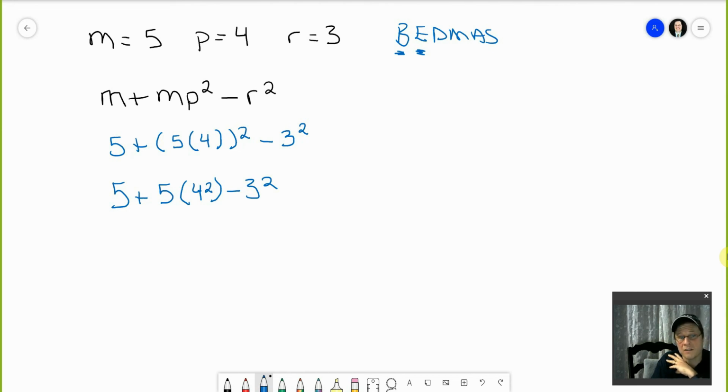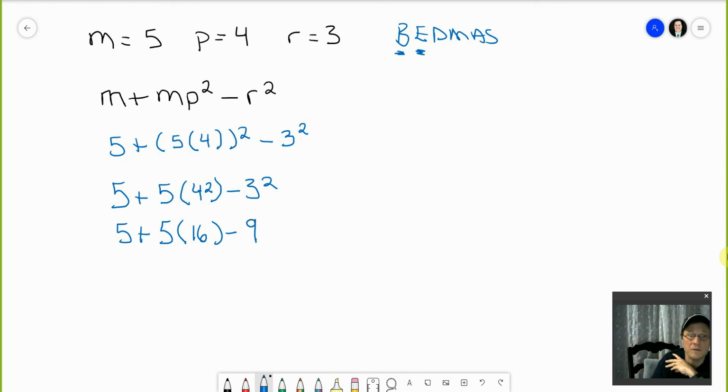So now we can solve this, right? So we look back to BEDMAS. What's the next step? Well, brackets is the next step. We created the brackets because it's 5 times 4 squared. It's still the right thing, right? So this is a 5. We know it's going to be times this 4 because there's no symbol in between. And we know the exponent belongs to the 4. So we have to do the exponent first. So 5 plus 5, 4 times 4 is 16. Minus 3 times 3 is 9.